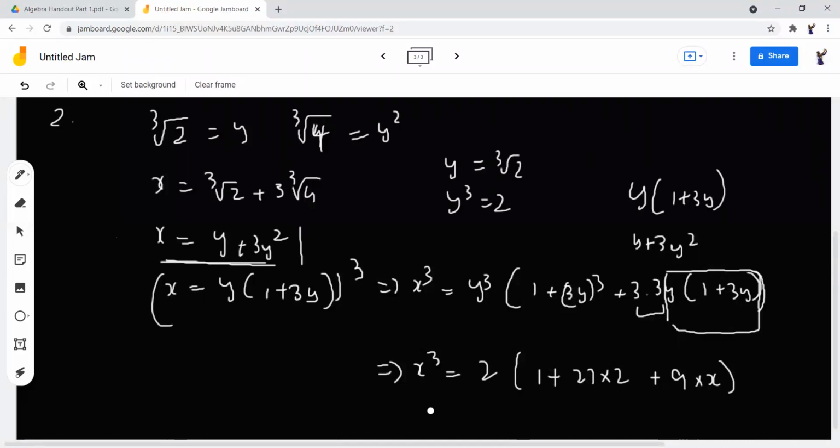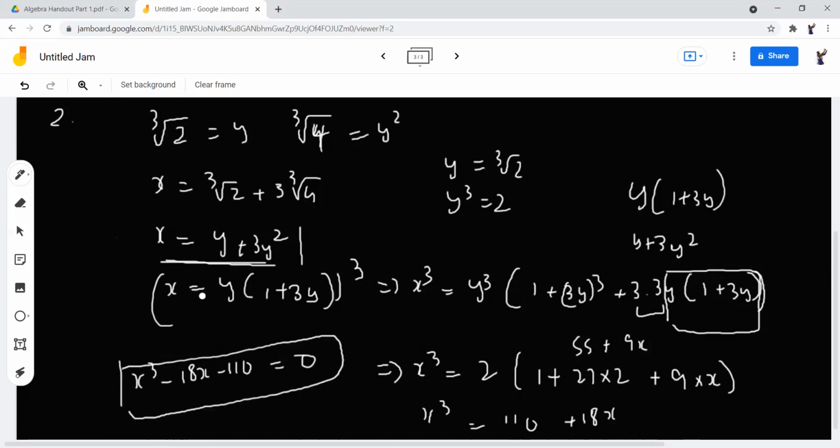So now what I get is x cube. So let us simplify this. This is 55 plus 9x. X cube equals 110 plus 18x. So this is going to be the answer, guys. So x cube minus 18x minus 110 equals 0 is the answer.